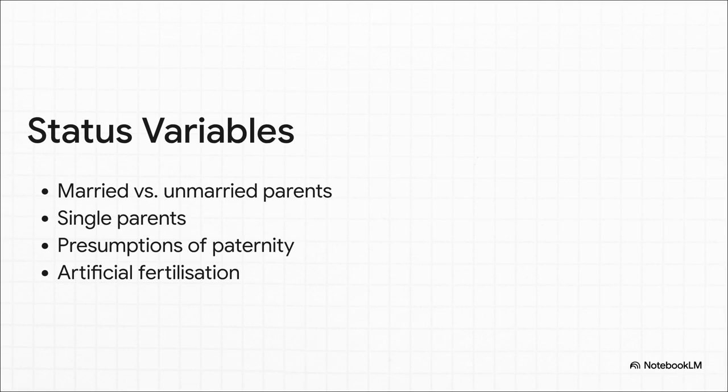The law also relies on what we call presumptions of paternity. That basically means legally assuming a husband is the father of a child born during a marriage, and it outlines exactly how someone would go about legally proving or disproving that biological fact. And it's really fascinating because the law continues to evolve to cover modern scenarios too, like artificial fertilization, making sure a child's legal status is protected no matter how they came into the world.